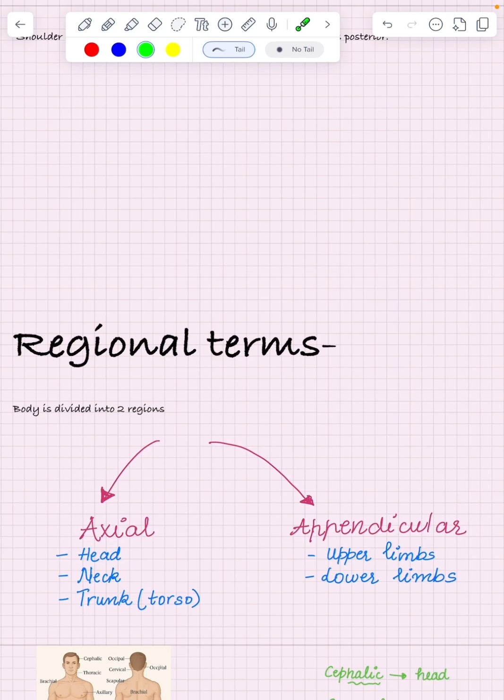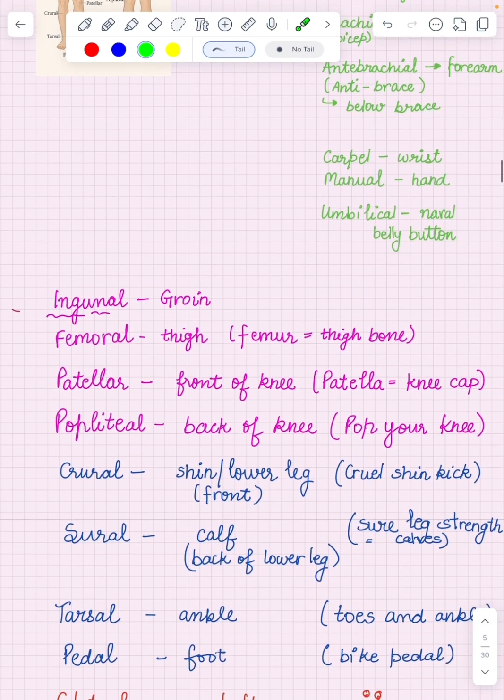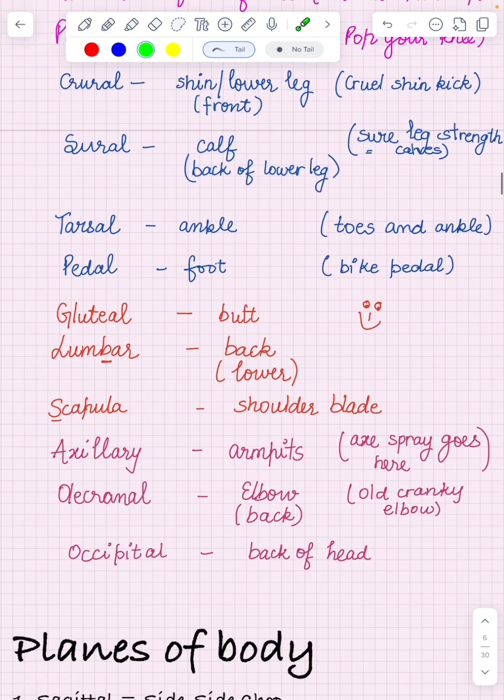Now our body is divided into 2 regions. The first is axial and the other is appendicular. Under the axial region, we have head, neck, and torso, and under the appendicular region, we have upper limbs and lower limbs. We also have regional terms. This is more of a lab topic. So if your professor wants you to know all the regional terms, your professor is a real weirdo. But I'm just going to make a whole new video on the regional terms.